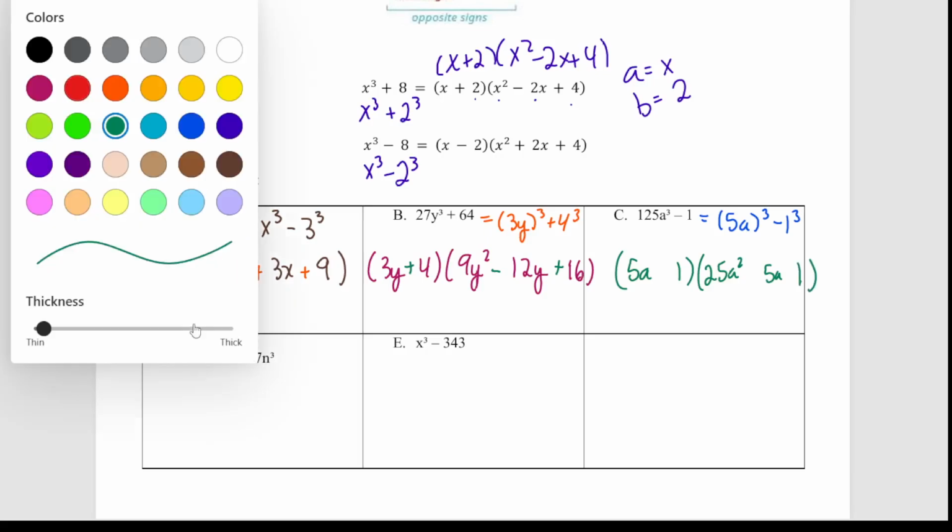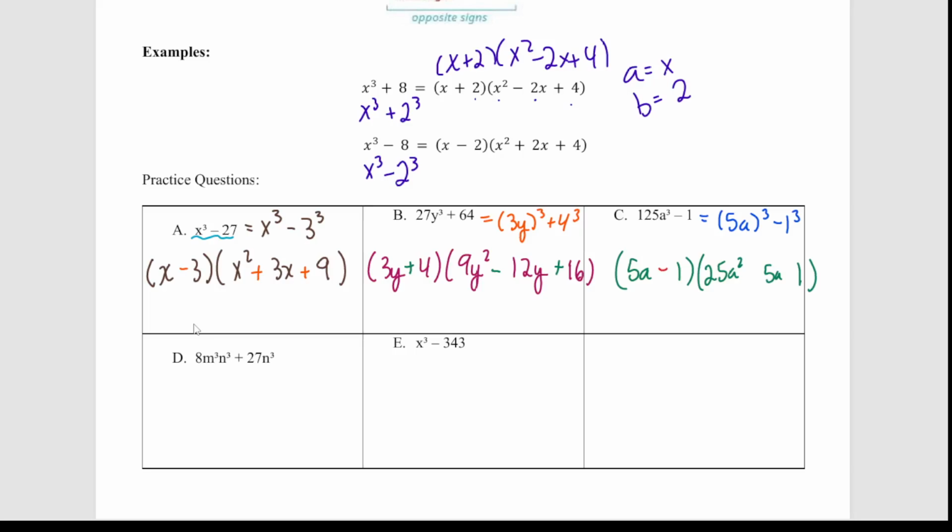And now we're going to fill in our signs. So it's going to be same sign, opposite sign, always positive for your nice, beautiful final answer.